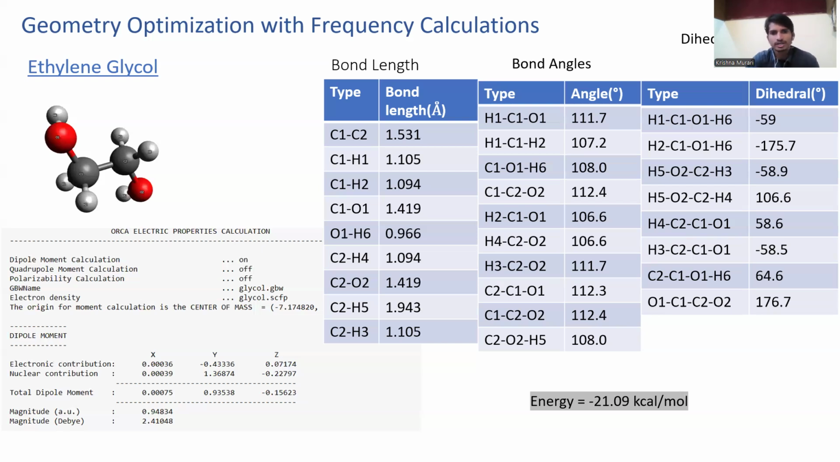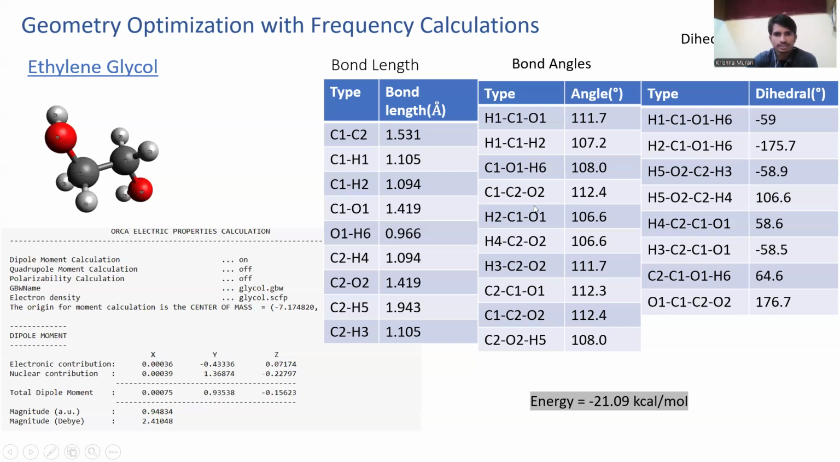The method that I have used for geometry optimization is DFT, and the functional that was used was B3LYP, and the basis set that was used was 6-31G with diffuse and polarization d and f functions. The optimized structure is shown here. Its optimized energy is minus 21.09 kilocalorie per mole.